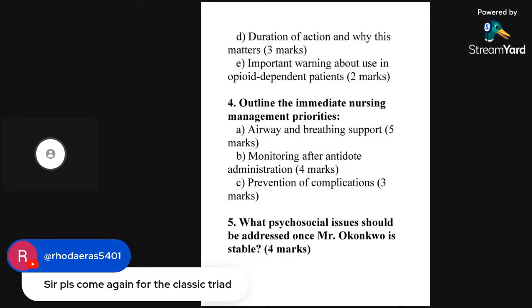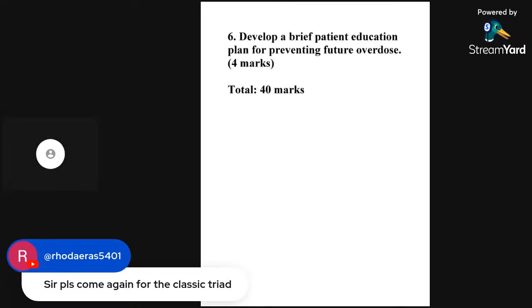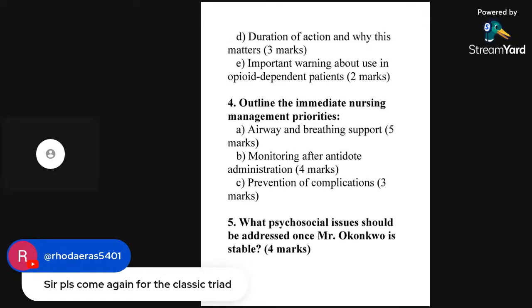And this last question that I asked here. Okay, develop a brief patient education for preventing future overdose. Okay, that is normally basically under patient education. All right. What psychosocial issues should be addressed once Mr. Okonkwo is stable? You just assess his substance abuse and every other thing that has to do with using opioids. All right. If the person is dealing with pains, you can just ask and address the pains.